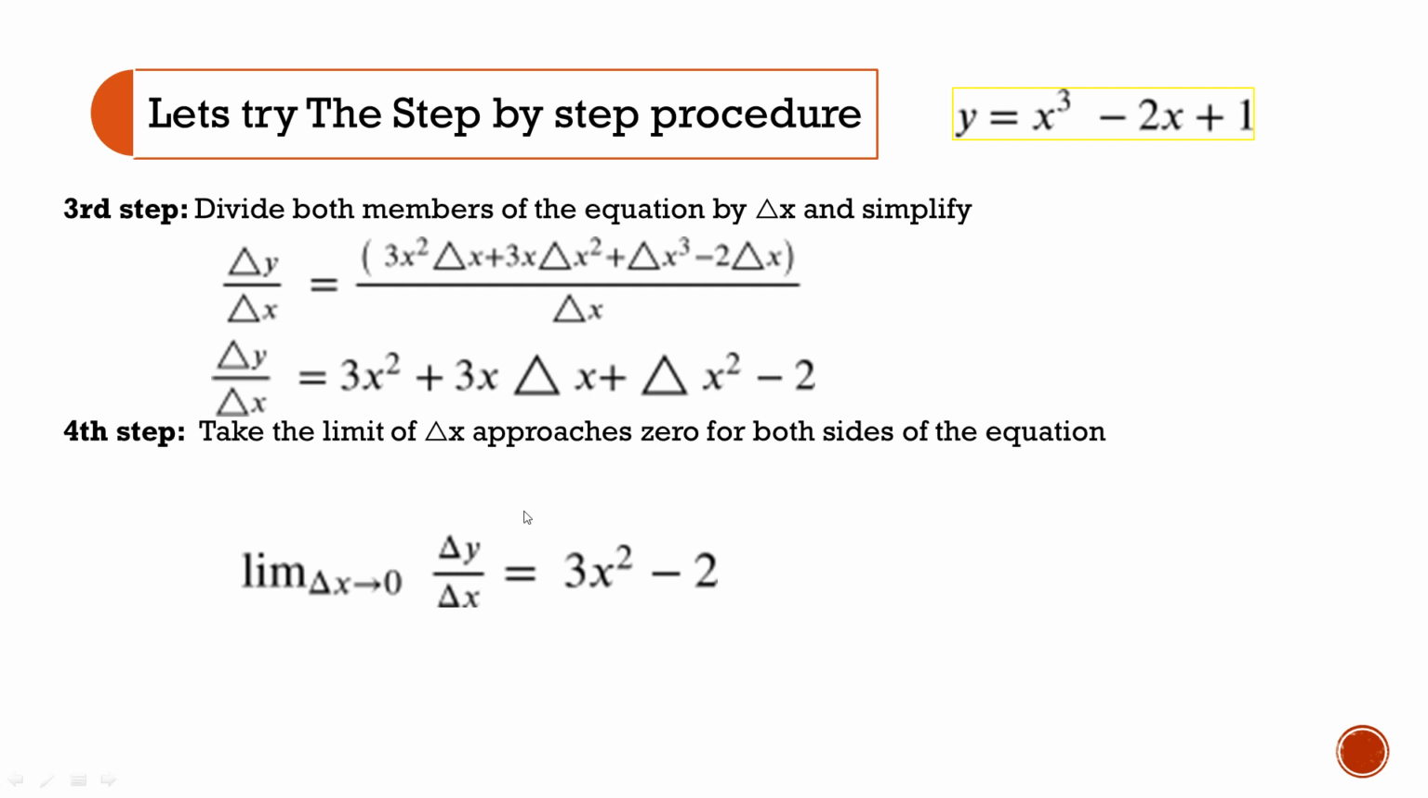And then for the fourth step, we just take the limit of delta x as it approaches 0 for both sides of the equation. So the limit as delta x approaches 0 of delta y all over delta x is equal to 3x squared minus 2. So as we can see, all terms with delta x will be just cancelled because we just substitute delta x equal to 0. So we come up with 3x squared minus 2.